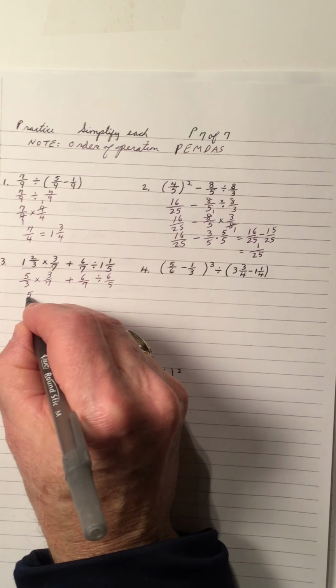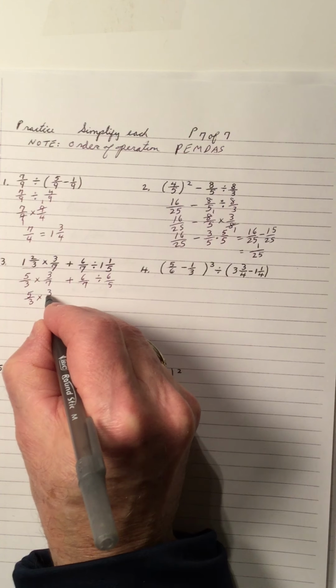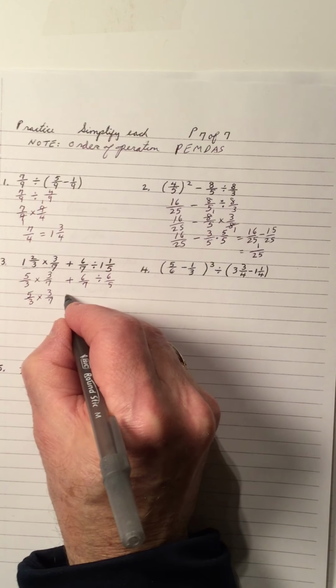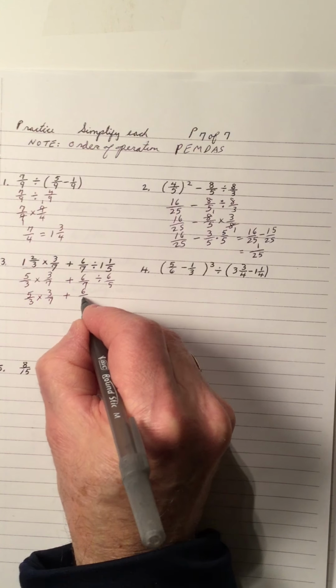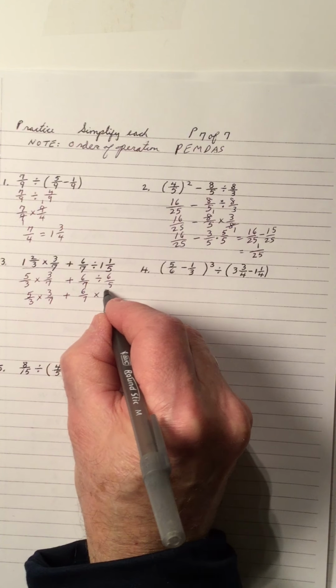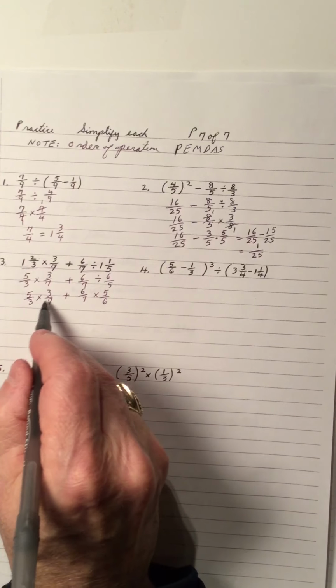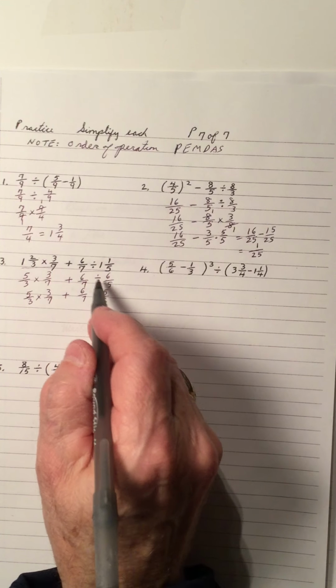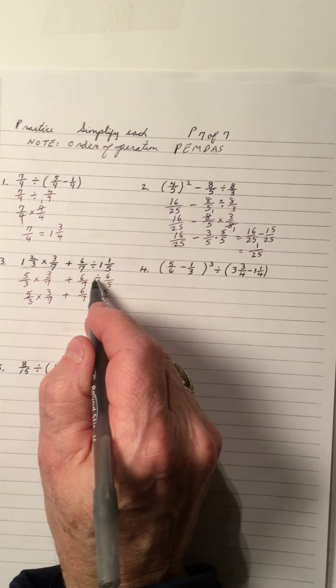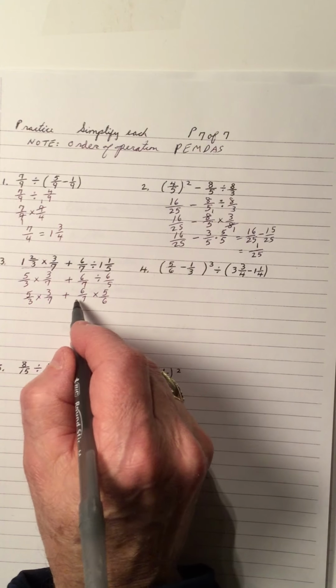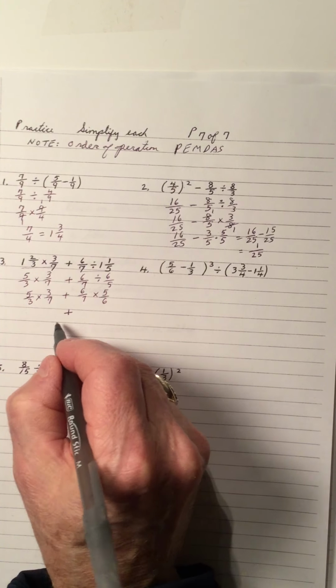So I should, probably if I want, I can change my division to a multiplication. So 6 over 7 times 5 over 6. I could have worked this one out and then done this one, but I decided to change the division to a multiplication. So now I have to multiply these, and I add last.